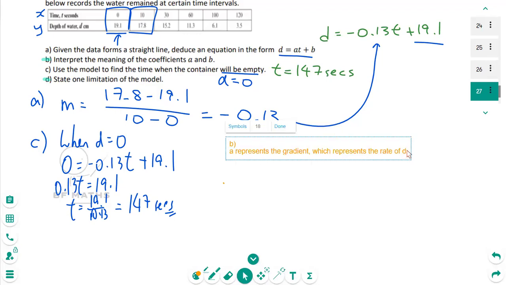It's a rate of decrease of Y. So what's Y? Y is depth of water over X, over time. So it represents the rate of decrease of water over time.